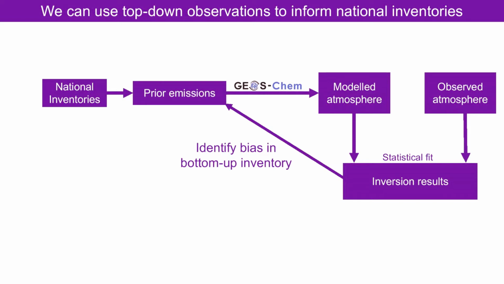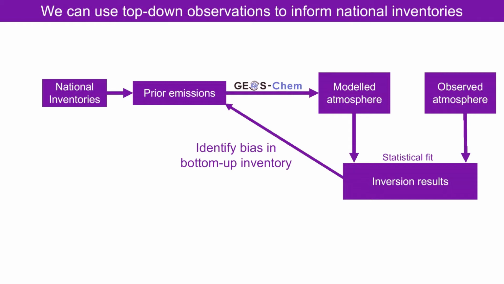And so within our group, the way we approach this is through inverse modeling, where we start with our policy relevant emissions, and then we use that as a prior estimate of emissions in a chemical transport model like GEOS-Chem. And then that's going to relate our emission to an observed methane concentration in the atmosphere. And then we can compare that modeled atmosphere to our observed atmospheric methane concentration. And so this could be from satellite observations or in situ observations.